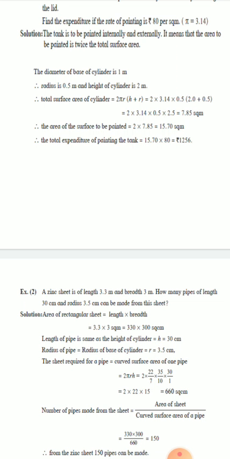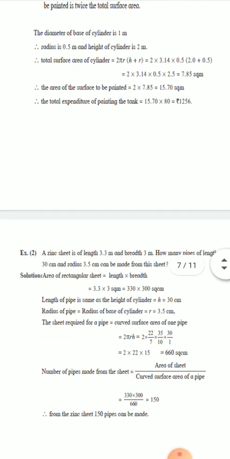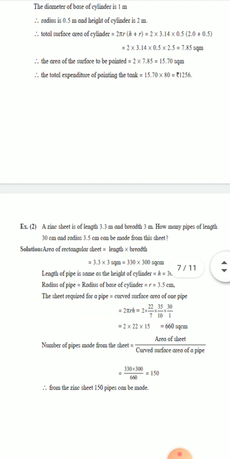Now if I want to calculate the number of such pipes, then formula becomes number of pipes made from the sheet, which is equal to area of the sheet divided by curved surface area of the pipe. So both areas are with us. So area of the sheet is 330 into 300 divided by curved surface area of the pipe is 660. Both units are same, square centimeter. So after simplification, what I will get as answer is 150.